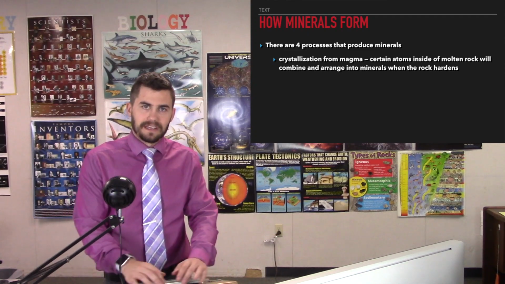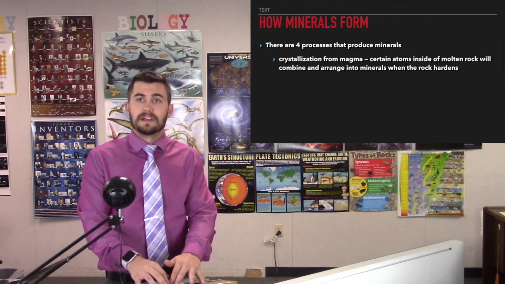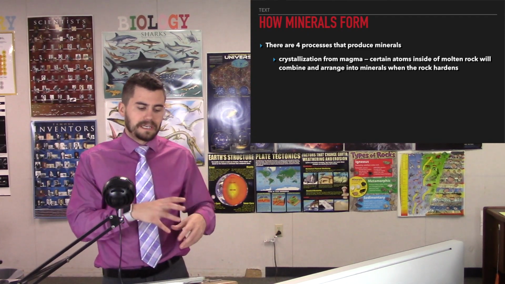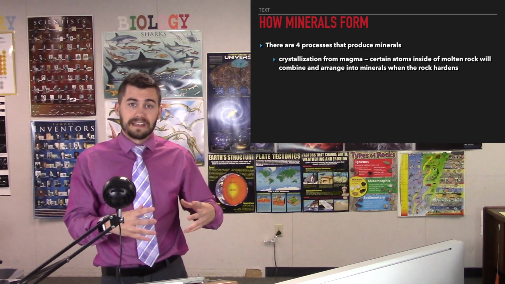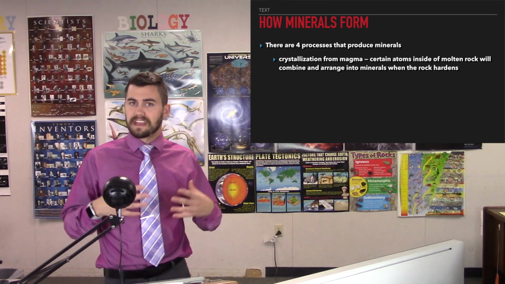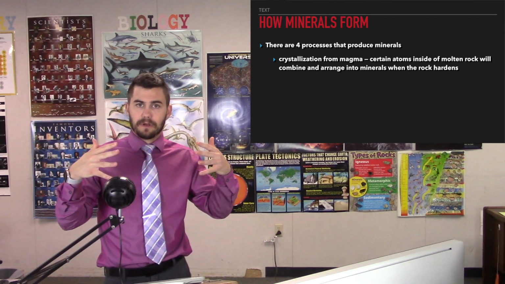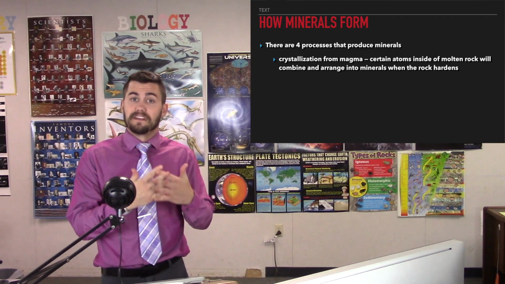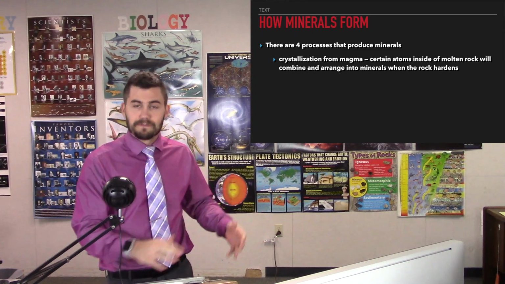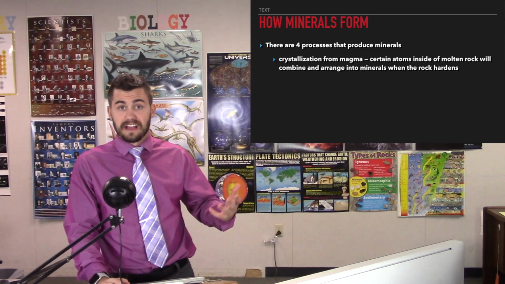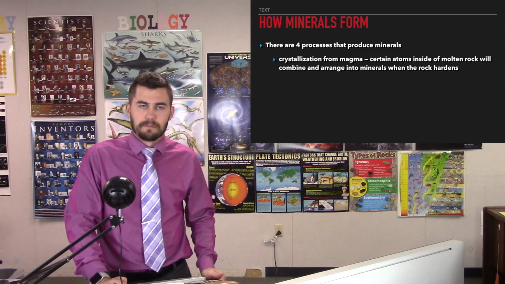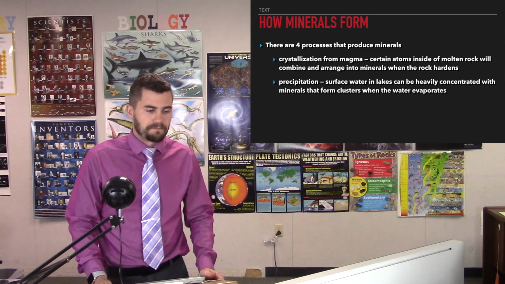Crystallization from magma is probably the most common. The magma has the raw ingredients in it, and when it cools and solidifies, the atoms will find each other and form those definite chemical compounds, which end up being minerals. So they crystallize, and then we get the awesome patterns and everything from that too.